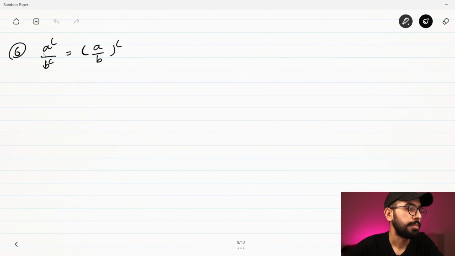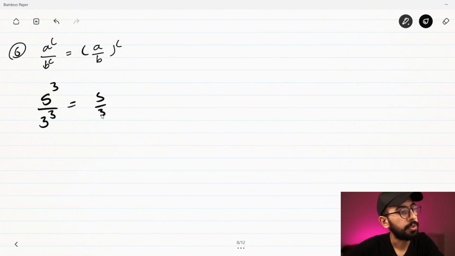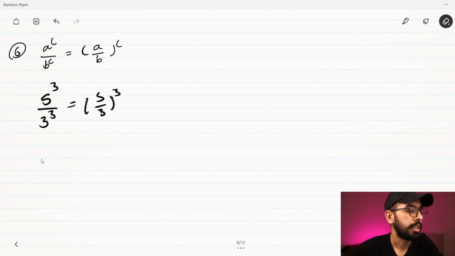The same concept, but instead of multiplying here, we will divide the two variables from each other. So if we have 5 to the power of 3, like the previous example, and we have 3 to the power of 3, it will be like (5/3) to the power of 3. So they are raised to the same number. So let's take another example.